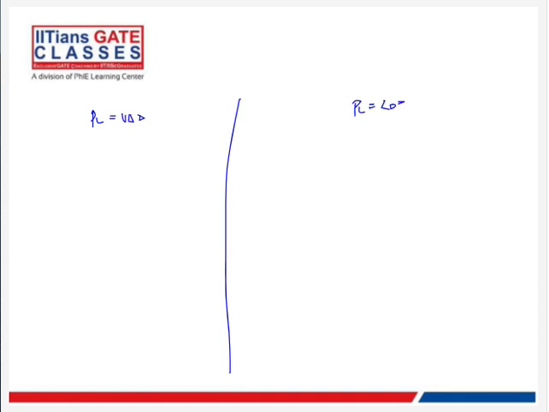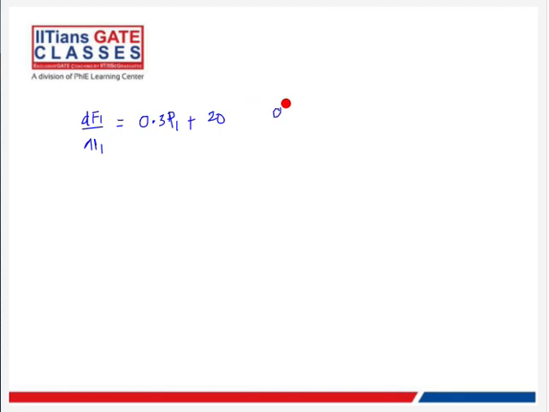So in the first case, if you take dou F1 by dou P1, in both cases let's find the incremental fuel cost. What do you get? 0.3 P1 plus 20, and dou F2 by dou P2, so your incremental cost will be 0.4 P2 plus 16. So let's take case one where load is 100 megawatt. This is from 0 to 6 and 18 to 24, right?